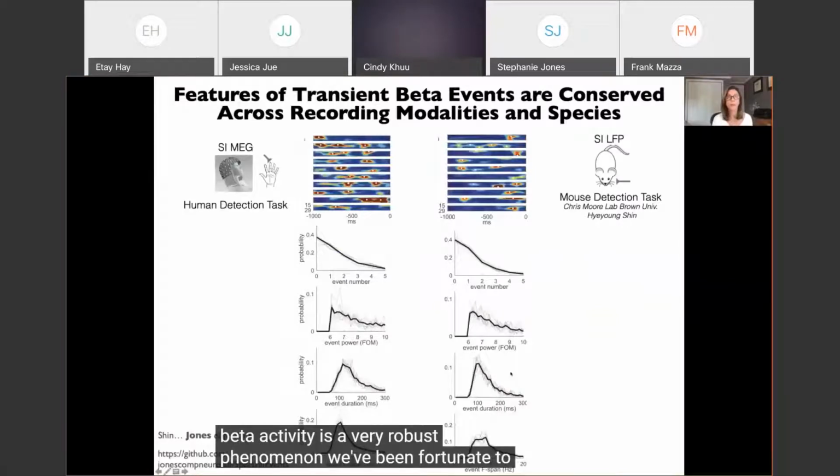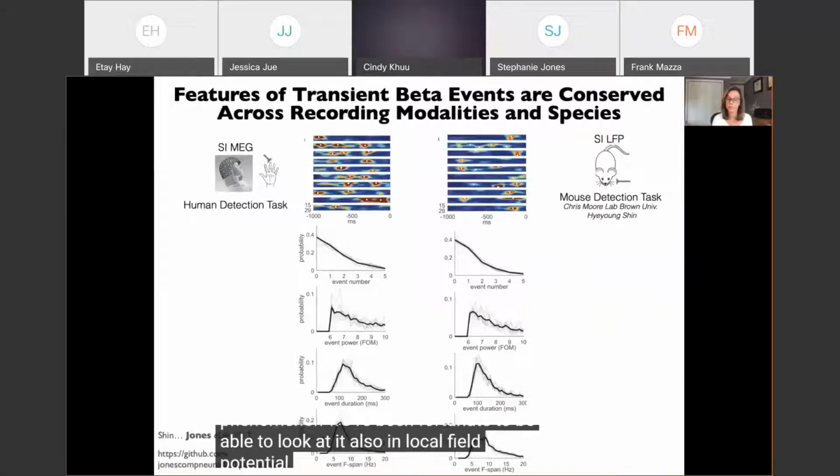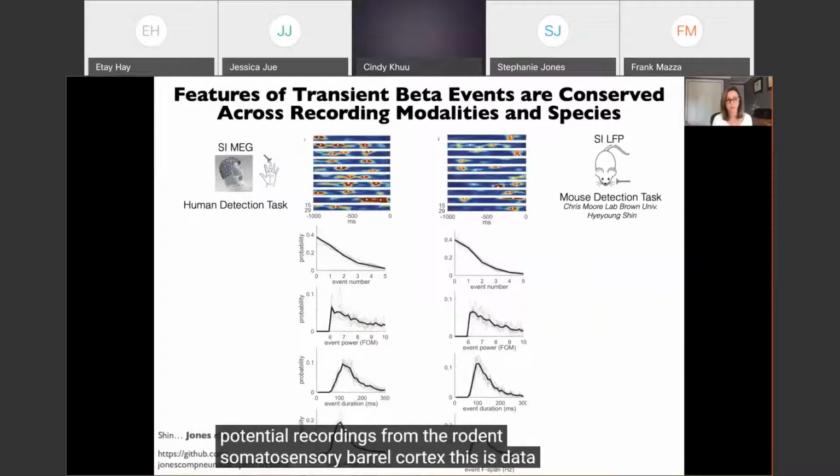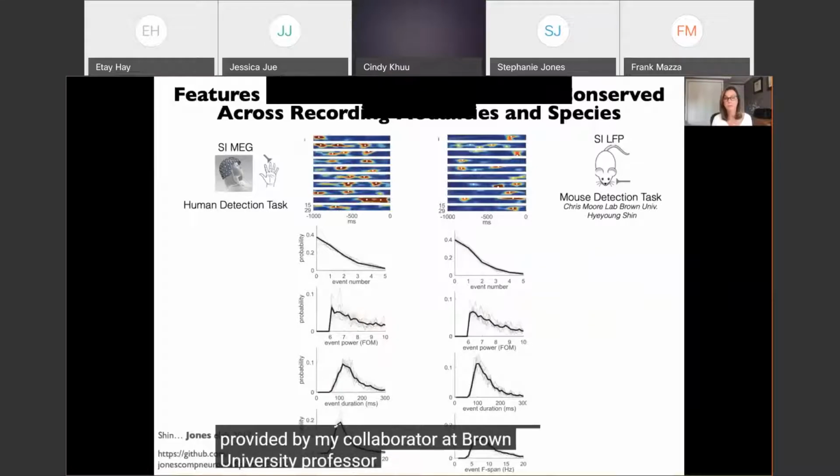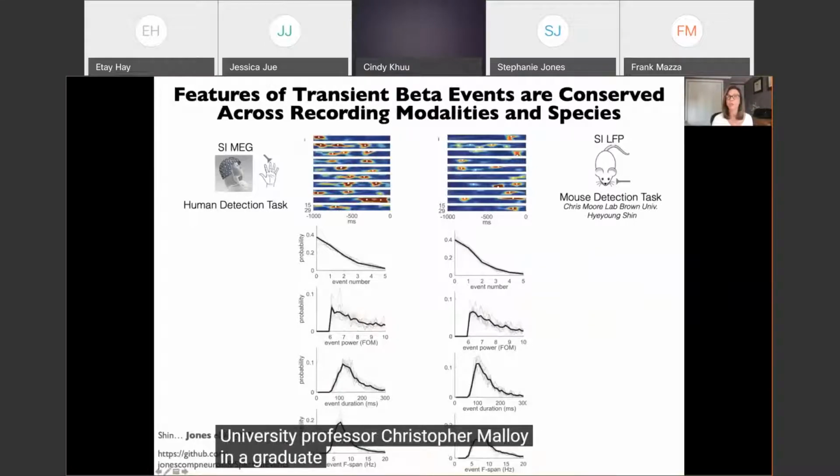This transient nature of beta activity is a very robust phenomenon. We've been fortunate to be able to look at it also in local field potential recordings from the rodent somatosensory barrel cortex. This is data provided by my collaborator at Brown University, Professor Christopher Moore, and a graduate student, Heian Shin. And in the mice, they're doing very similar tactile detection experiments where they're stimulating the vibrissa. And here we're looking at the spontaneous activity in the somatosensory cortex, again, before the tap to the vibrissa. You can see that there's very similar expression of activity.